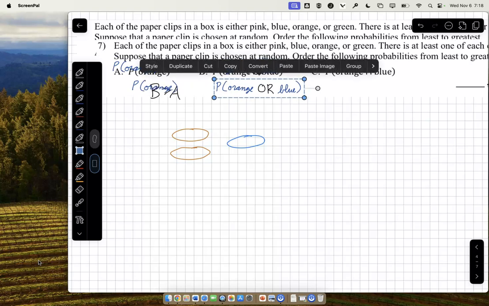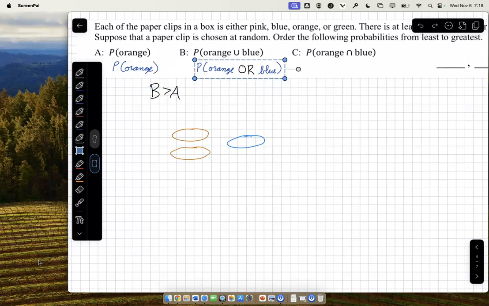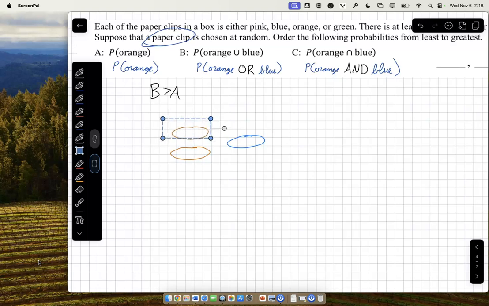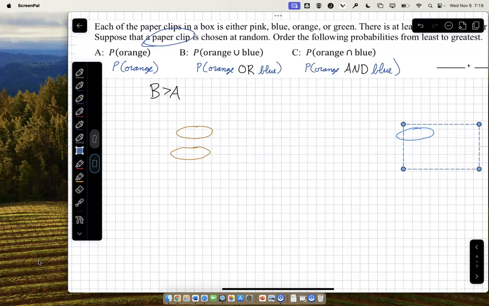Now what does C mean? Well, C is almost the same idea. It's got the idea of orange, but what I want is the probability of orange and blue. So what does that mean? I am drawing one paperclip at random. So again, here are my paper clips. I'm only looking at just the orange and blue just to make it a little bit easier to understand. If I were to draw one at random, here's the one I drew, is it orange and blue? Well, no, it's just orange. That didn't work. All right, let me draw another one at random. Here it is. This is the one I draw. Is it orange and blue?